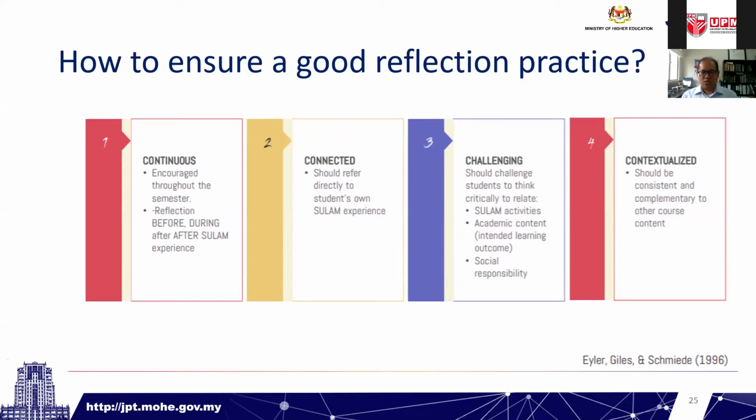And of course, social responsibility. This needs to be embedded or taught to the student on how to be responsible, especially when dealing with the community, how do they engage? There are some delicate or discreet matters that need to be respected, right? The 4th aspect that needs to be looked into is contextualize. It should be consistent. This reflection should be consistent and complementary to other course content, right? So we'll have to look at the overall picture of the course content.